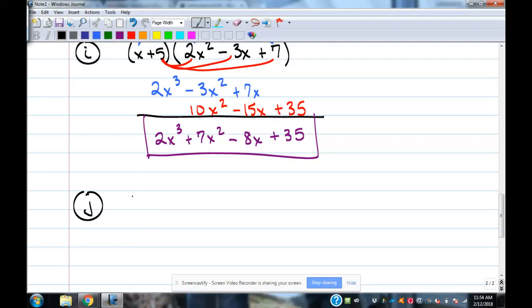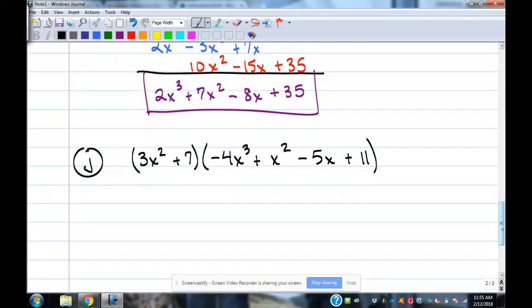Let's try another one of those. Let's say we had, let's do something more fun, 3x squared plus 7 times negative 4x cubed plus x squared minus 5x plus 11. That's a good number.